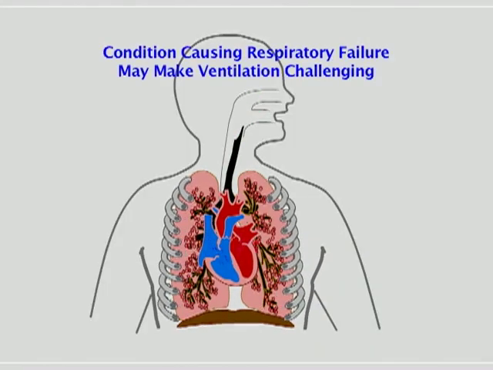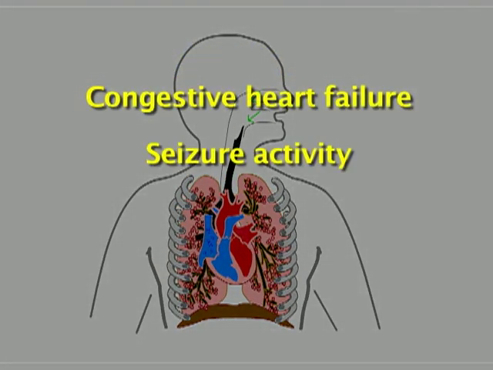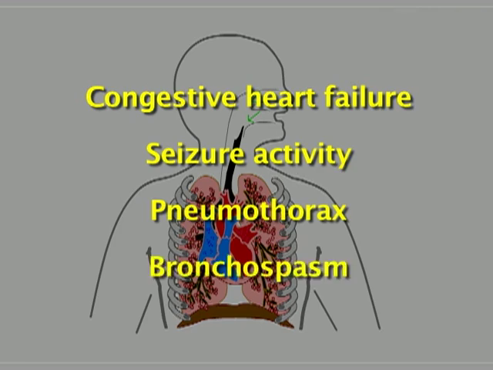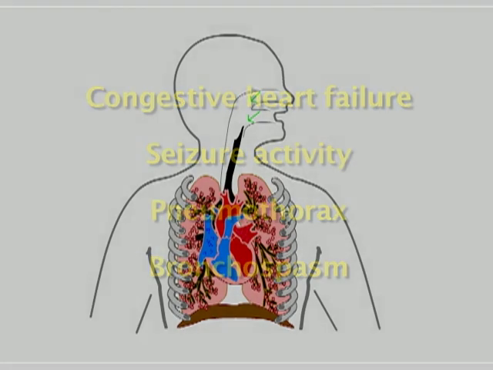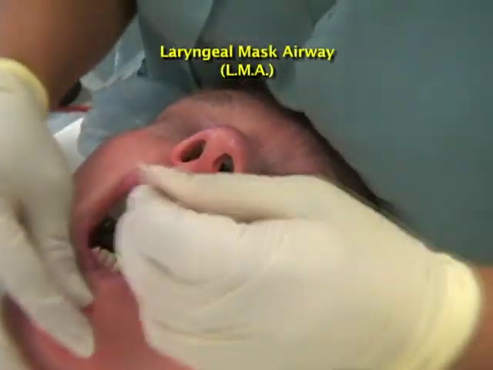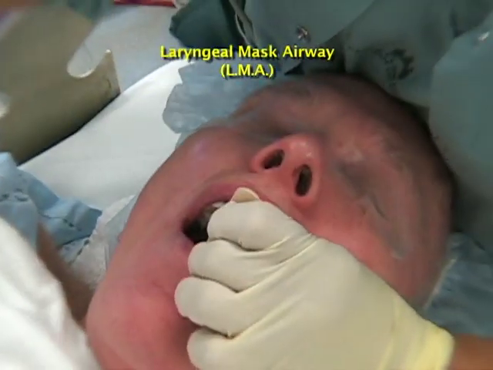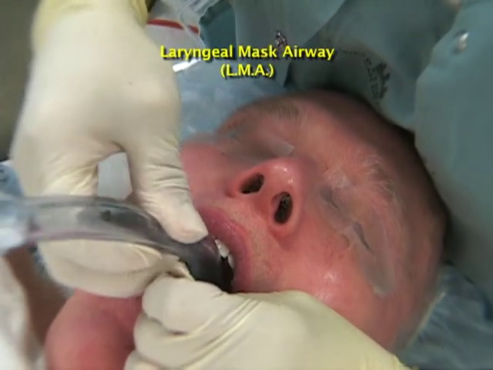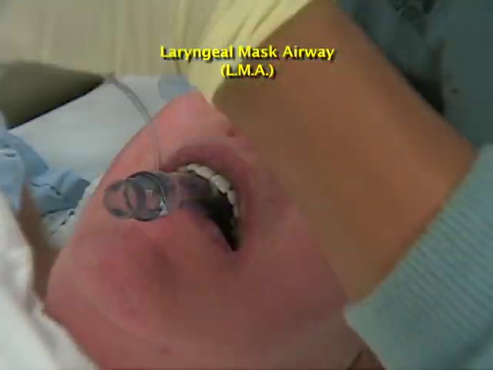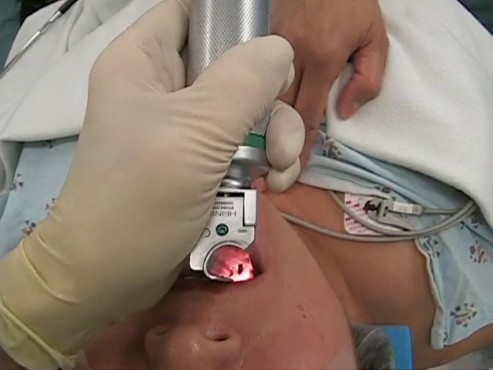The condition causing the respiratory failure may make manual ventilation challenging. For example, congestive heart failure, seizure activity, pneumothorax, and bronchospasm can all make breath sounds faint, chest inflation poor, and airway resistance high. You must treat the whole patient, not just help them breathe. If you can't ventilate adequately with a bag valve mask device, you may need to insert a laryngeal mask airway or intubate the patient.